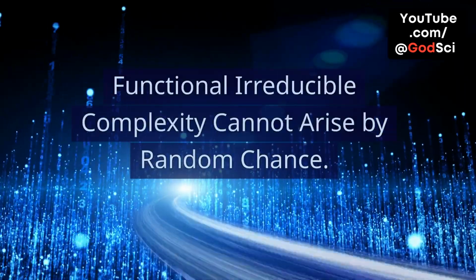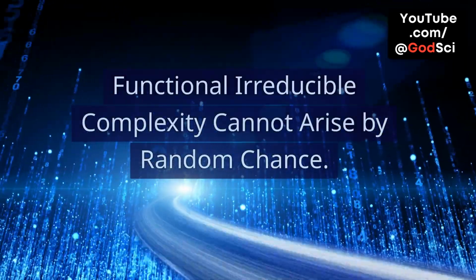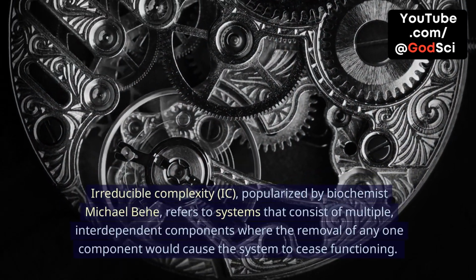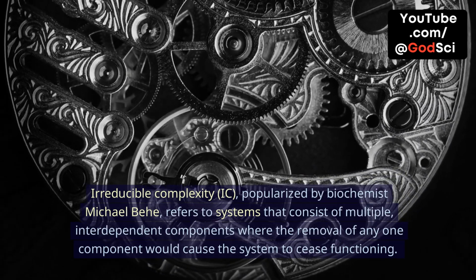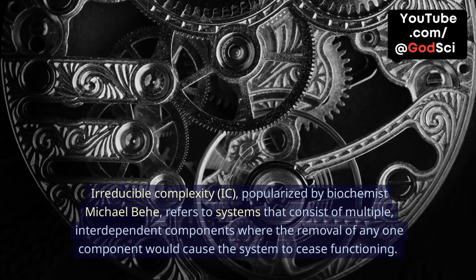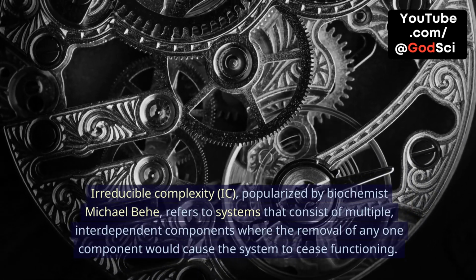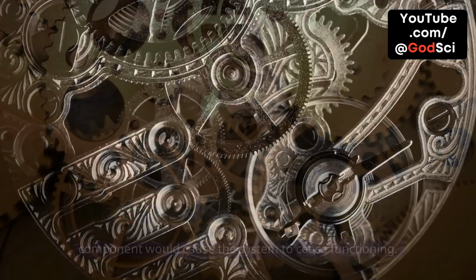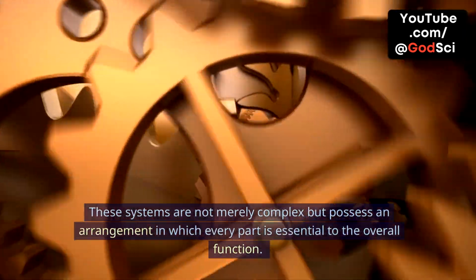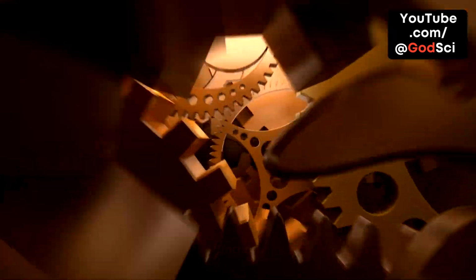Functional irreducible complexity cannot arise by random chance. Irreducible complexity, IC, popularized by biochemist Michael Behe, refers to systems that consist of multiple, interdependent components where the removal of any one component would cause the system to cease functioning. These systems are not merely complex but possess an arrangement in which every part is essential to the overall function.